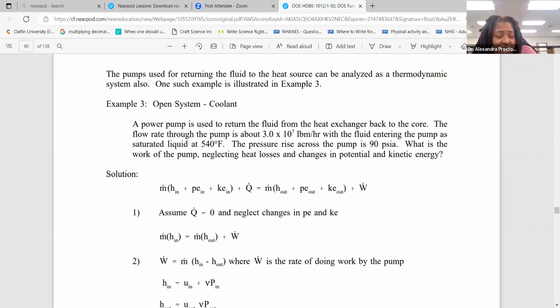Some of the conditions for this particular problem, they're asking you to neglect heat losses and changes in potential and kinetic energy. So the conditions that they're asking you to include in how you calculate the work of the pump is to neglect the heat loss and neglect the changes in potential and kinetic energy. So they give you that equation that was aforementioned.